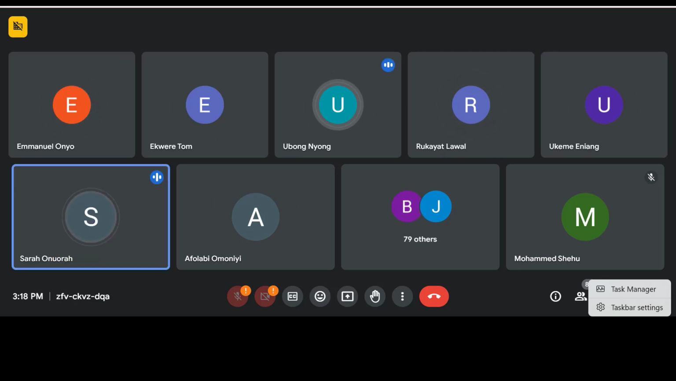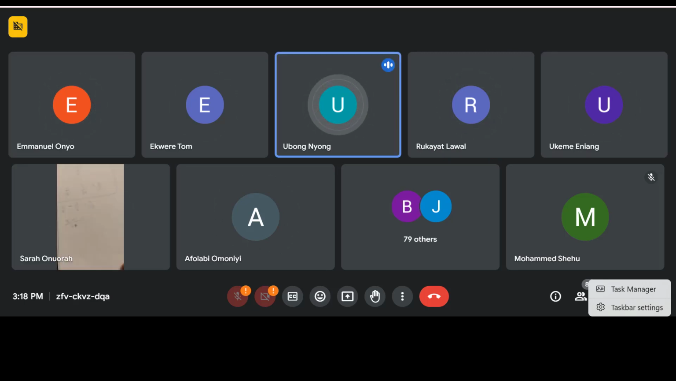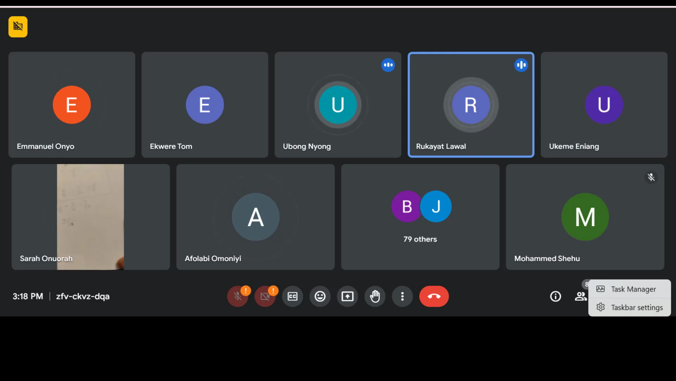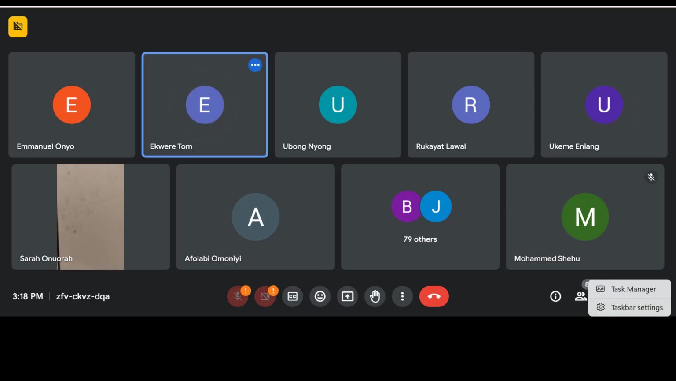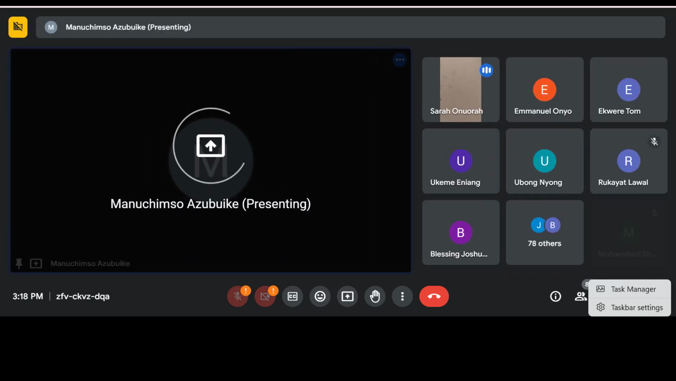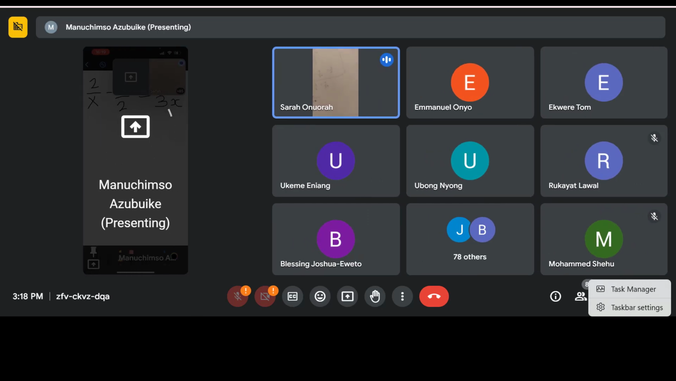The question is 2 over x minus 3 over 2 equals 7 over 3x. One person, please. I'm hearing multiple voices. Is this the question, right? 2 over x minus 3 over 2 is equals to 7 over 3x.